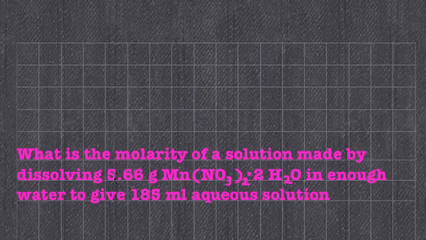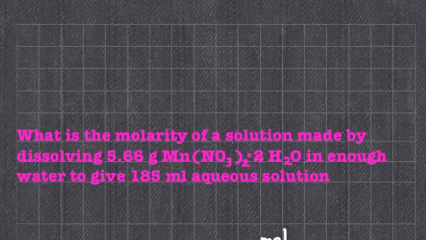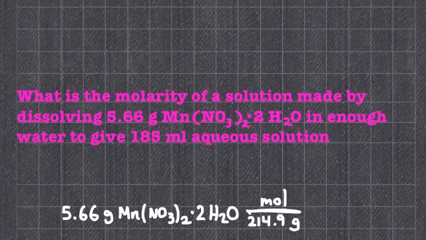Well, again, the first thing I hope you'll begin to think to yourself when you see grams is change it to moles, 5.66 grams of this salt. So right here, I changed the 5.66 grams of manganese 2 nitrate dihydrate. 1 manganese, 2 nitrogens, 6 oxygens here, 2 waters here. That all adds up to 214, almost 215 grams per mole. Grams go on the bottom. If I were to divide 5.66 grams by 214.9 grams, I would discover the moles of that salt.